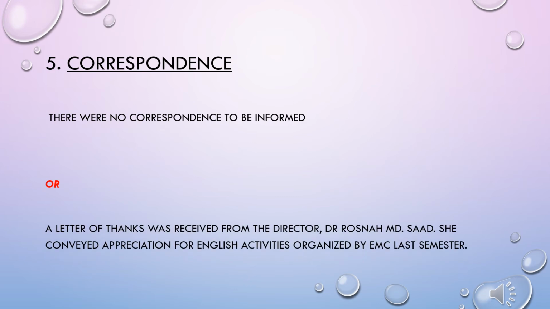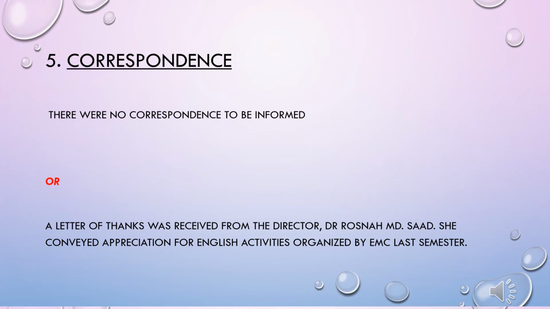All right, the next item is item number 5, which is correspondence. This is actually not compulsory, it's optional. You might write there were no correspondence to be informed. Or if there is a letter to be discussed, you have to write a letter of thanks or received from whom, and what is the main content of the letter, and you have to explain it to all the meeting members during the meeting. This is how you write the correspondence part.